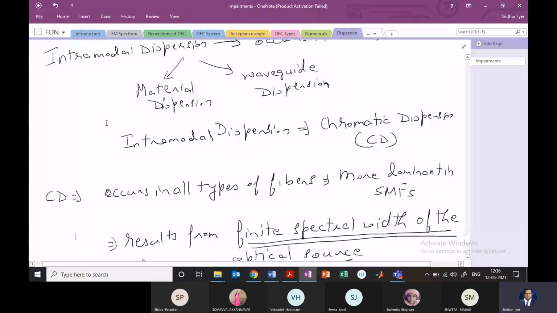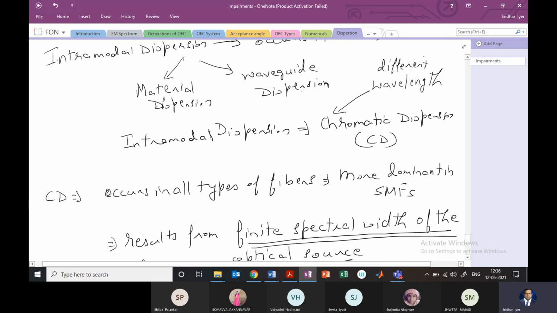And then we discussed in brief what this intramodal dispersion is, which occurs mostly in single mode fibers. It is also known as the chromatic dispersion. I don't know if I've told you the reason for that. The term chromatic basically means wavelength, or in specific, different wavelengths, right?